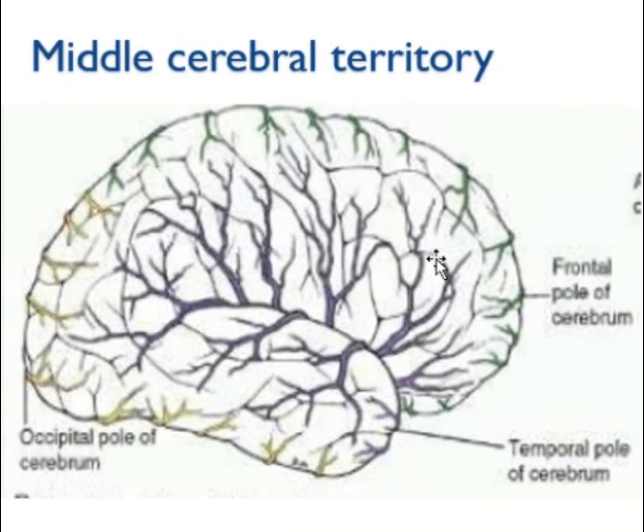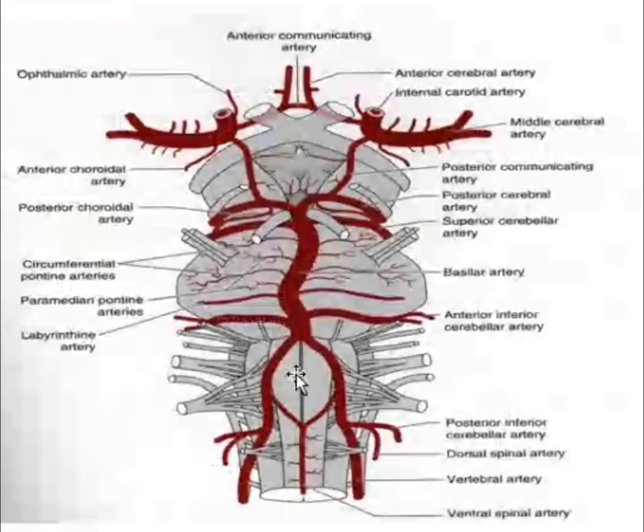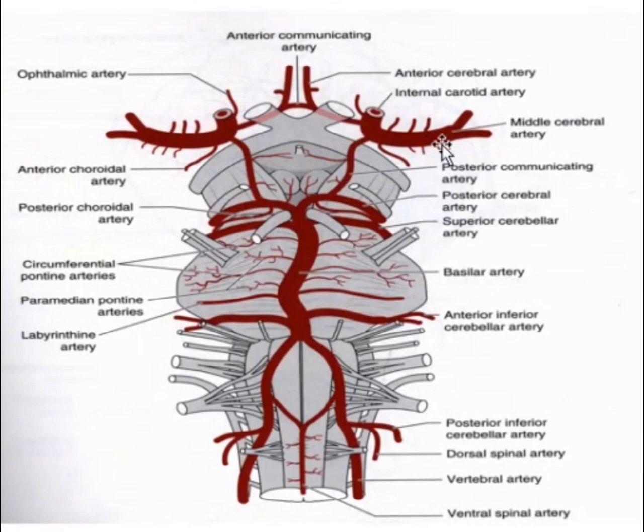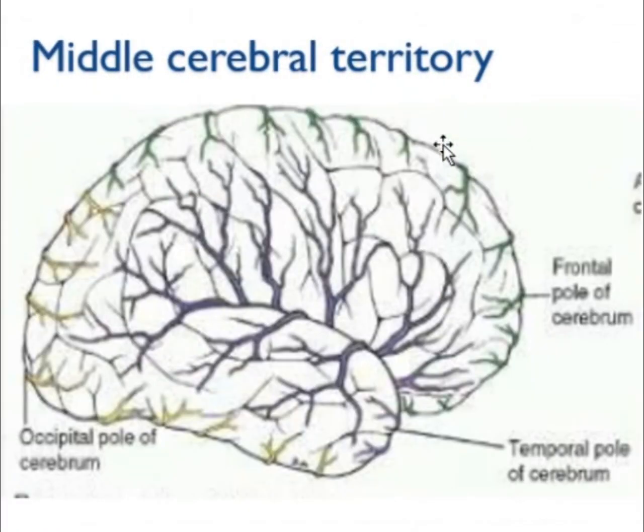The rest of the lateral aspect of the hemisphere, which is not supplied by the spillover branches of the anterior cerebral artery and the spillover branches of the posterior cerebral artery, is the one which is supplied by the middle cerebral artery. And the middle cerebral artery, we saw it is this one. So the rest of the lateral aspect of the cerebral hemisphere is supplied by the middle cerebral artery. So we can know the areas here.